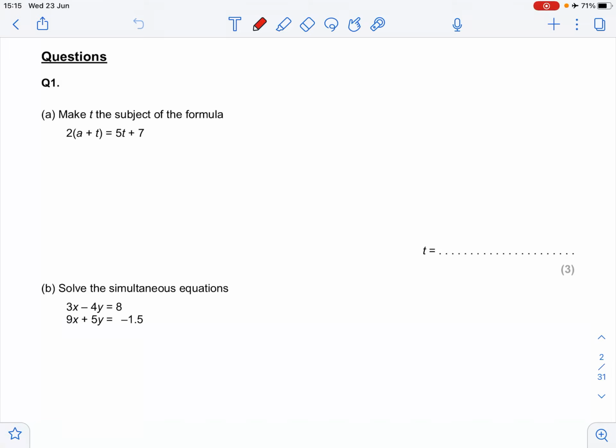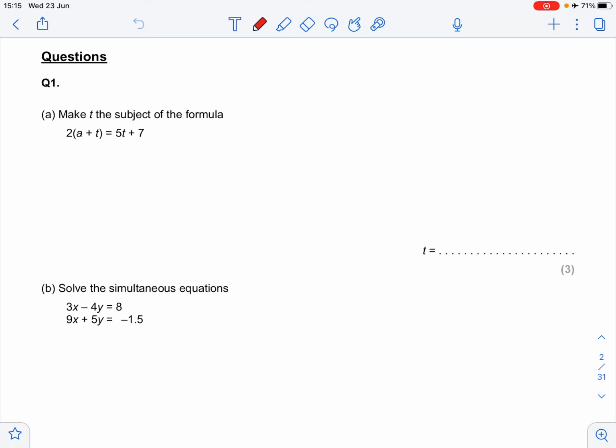Today we're going to go through the paper we have done last week. So question 1, we want to make t the subject of the formula. This means making t by itself on one side of the equation.